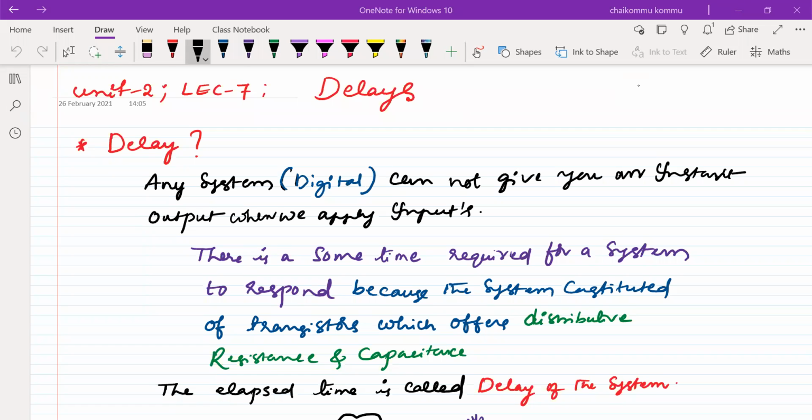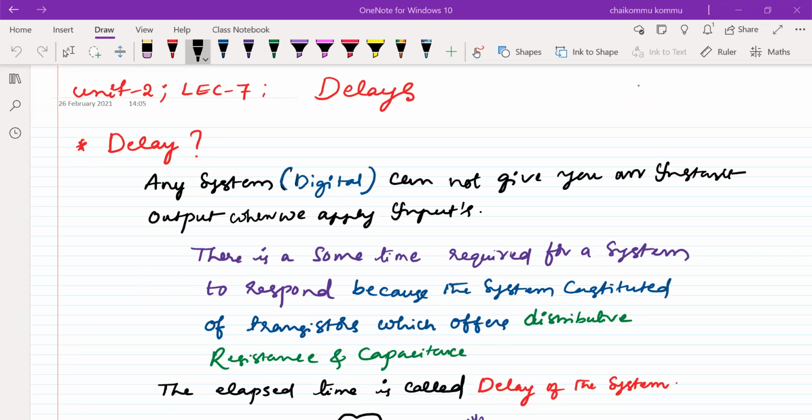In order to define a delay, first we should know the system, whatever the system it is. Generally, we talk about digital systems, right? If you take any digital system, it cannot give you an instant digital output whenever we give an input signal, because the system intentionally produces some time lapse to produce an output. Whatever time the system takes to give an output is called the delay of the system.